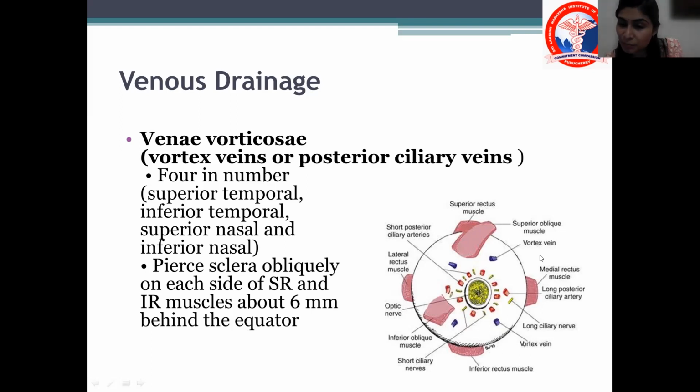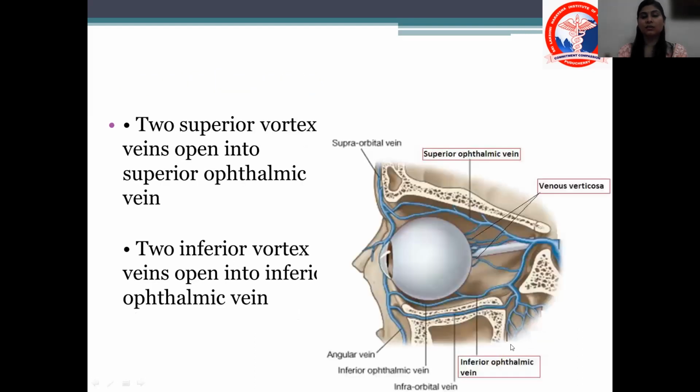This is the posterior structure of the eyeball. This is the medial rectus muscle, this is the superior rectus, lateral rectus, inferior rectus. This is the optic nerve and its sheath. These are the 4 vortex veins, superiorly nasally and laterally, inferiorly nasally and laterally. The 2 superior vortex veins open into the superior ophthalmic vein, and the 2 inferior vortex veins drain into the inferior ophthalmic vein.